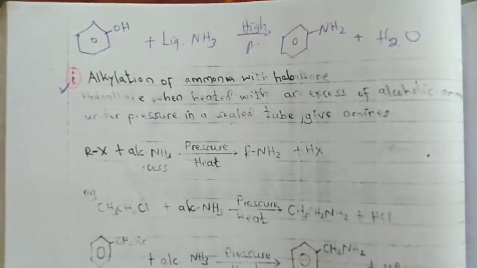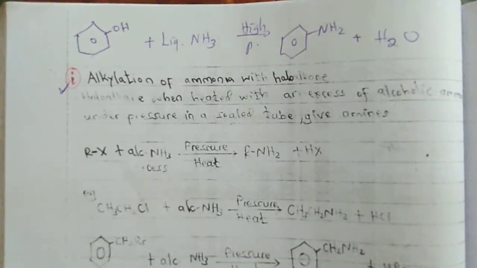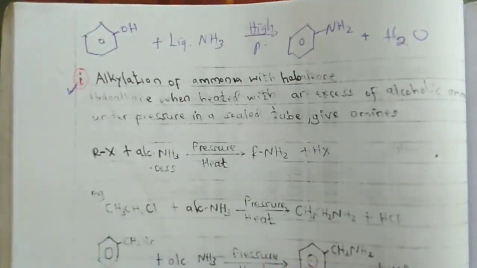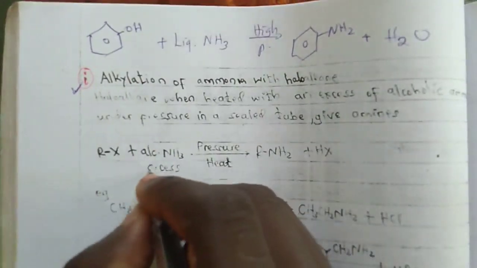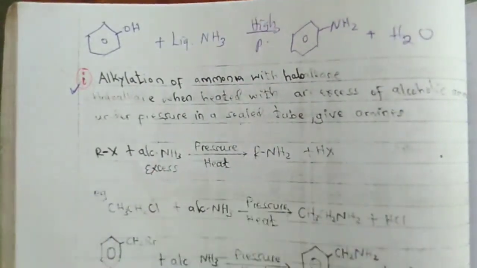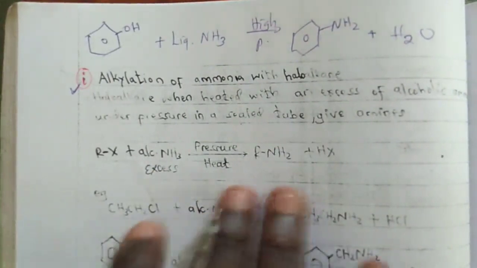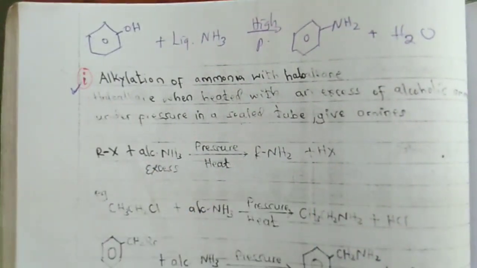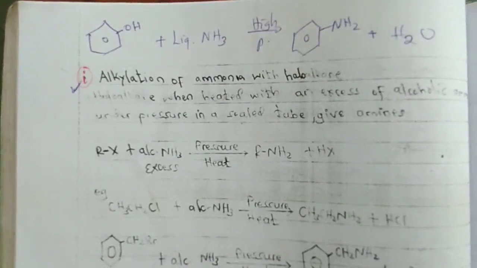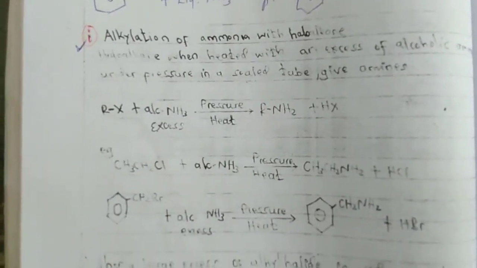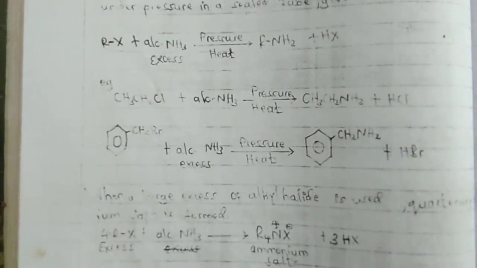Haloalkane when heated with an excess of alcoholic ammonia under pressure in a sealed tube gives amine. Haloalkane huyu hapa akiwa treated with excess alcoholic ammonia, in the presence of pressure au heat, tunakuja kupata primary amine. Unaona? Primary amine. So from there, unachokuja kuona ni kwamba examples hapa, alcoholic ammonia, then the haloalkane in pressure and heat.